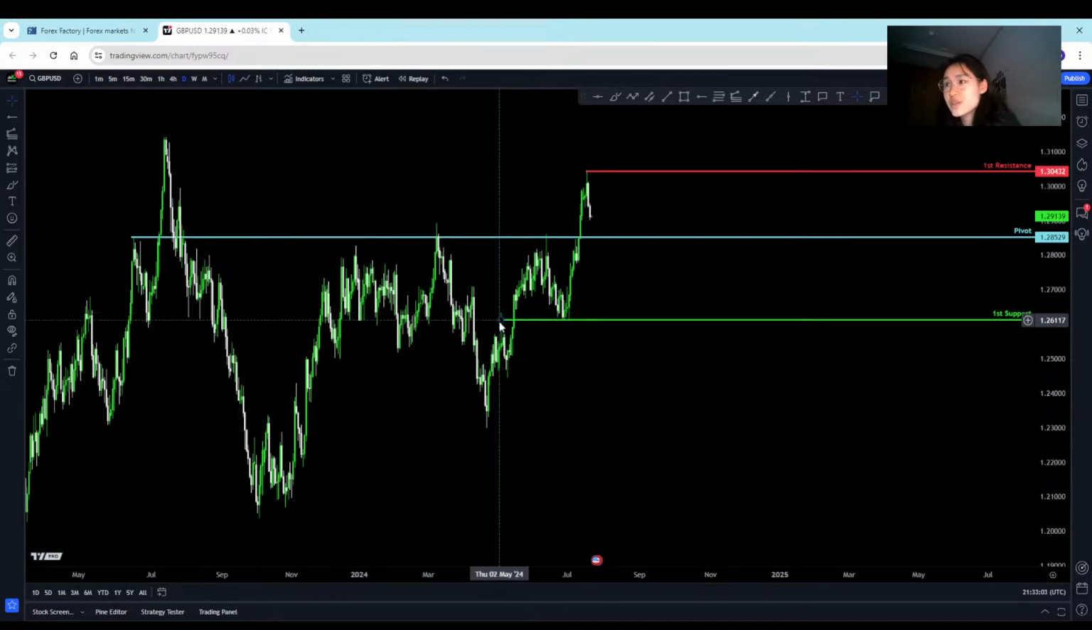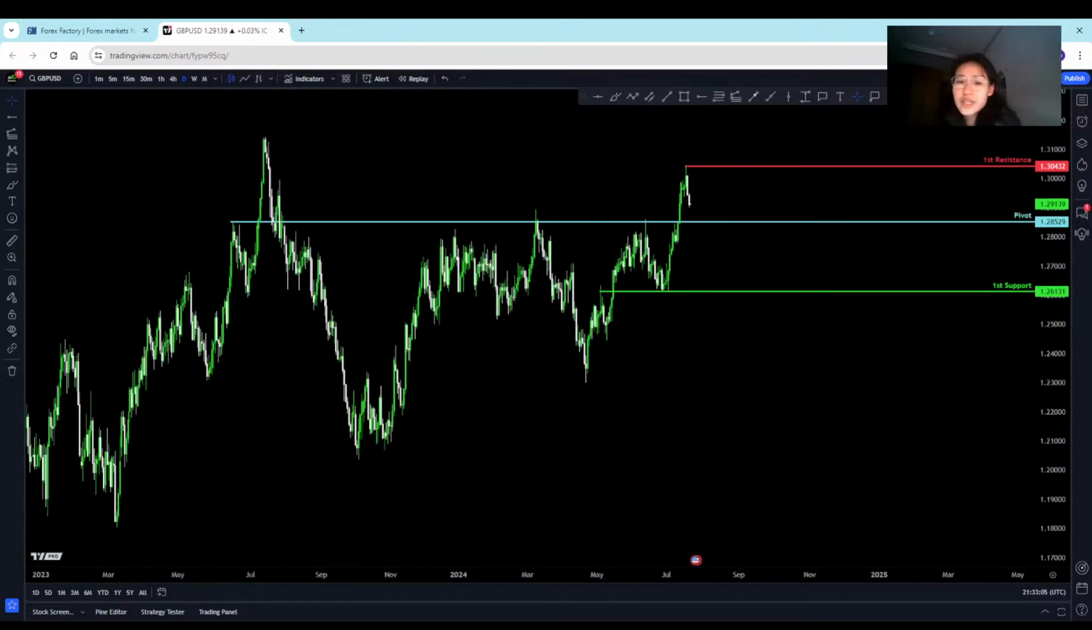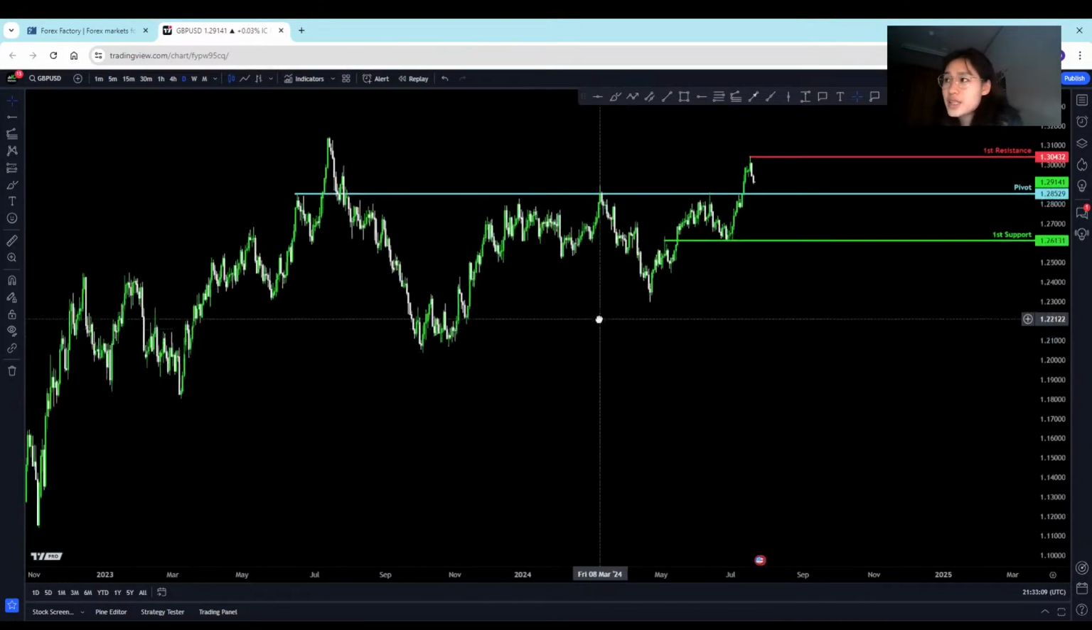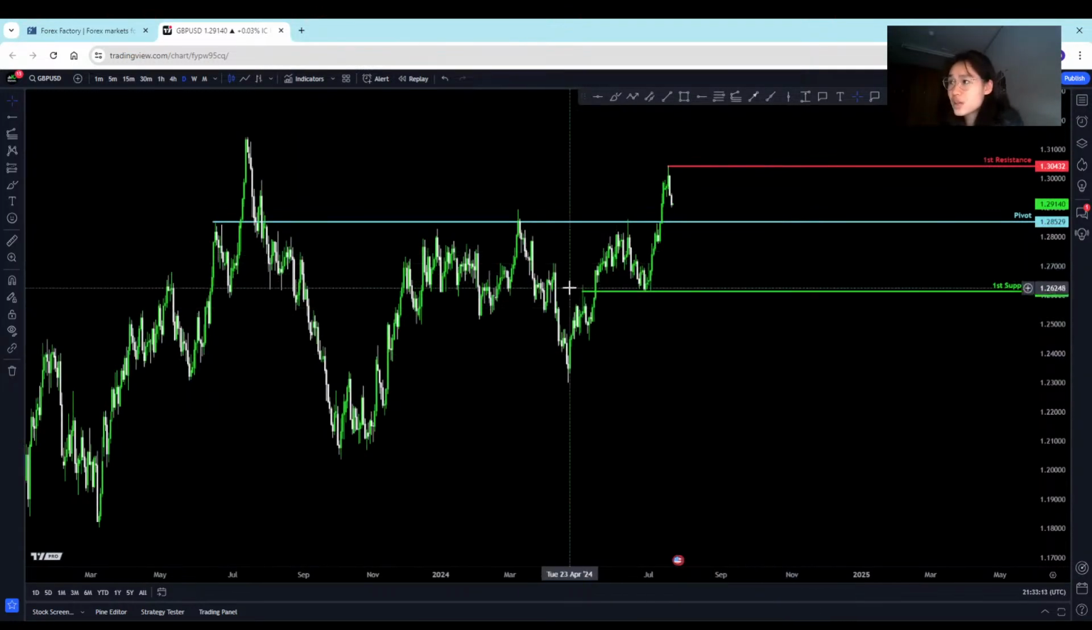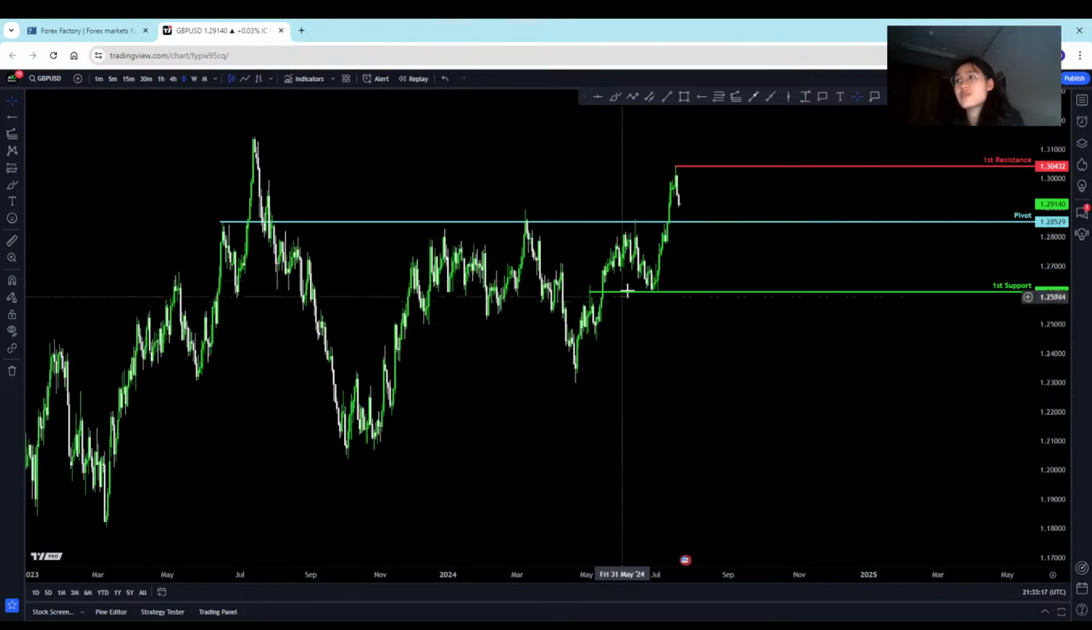When you have swing highs and swing lows respecting an area, that's called an overlap level. These are pretty significant levels to use as well, because it basically tells us that bulls and bears have been respecting that area.